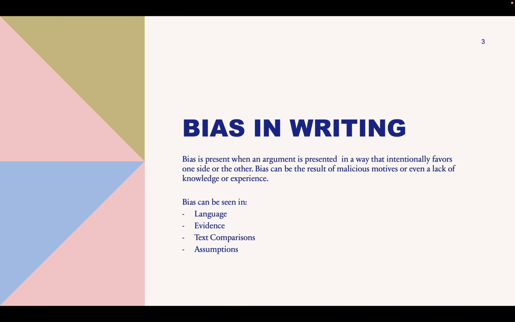And we see bias in all sorts of things. You can see it in the language that an author uses, the evidence that they choose to present, even text comparisons, how they compare the two things in the text, as well as in assumptions that an author makes about who you are or what you believe or what is right or what a good person thinks. All of those can be examples of places where we might find bias.